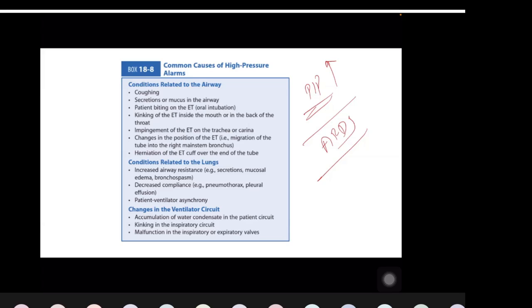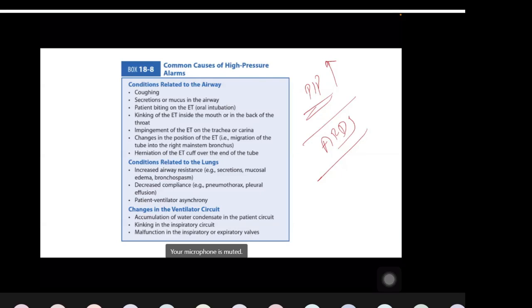So, as I already said, a high peak inspiratory pressure can be due to an increase in airway resistance or a decrease in compliance. Conditions that can increase airway resistance include coughing, secretions or mucus in the airway, some degree of ET tube blockage, bronchospasm, and mucosal edema. Decreased compliance can be due to pneumothorax, pleural effusion, or severe ARDS. Patient-ventilator asynchrony can also occur. All these conditions can lead to high pressure alarms.